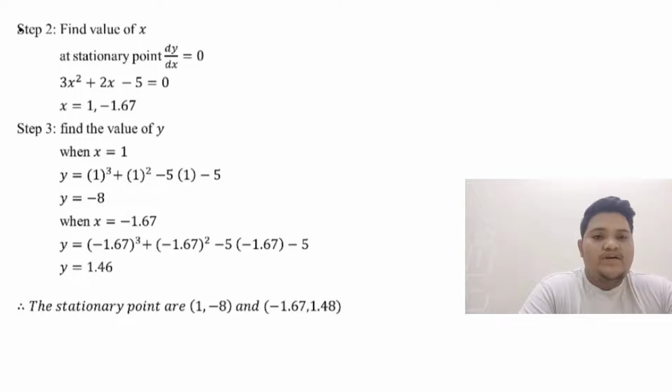Step 2, find the value of x. At the stationary point, dy per dx equals 0. So 3x power 2 plus 2x minus 5 equals 0. The x values are 1 and negative 1.67.